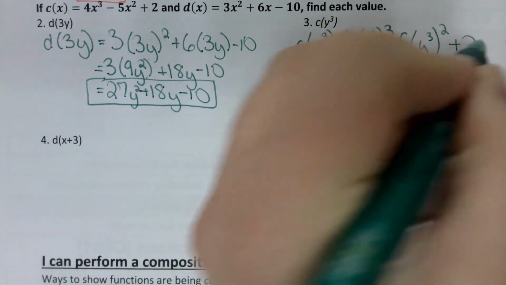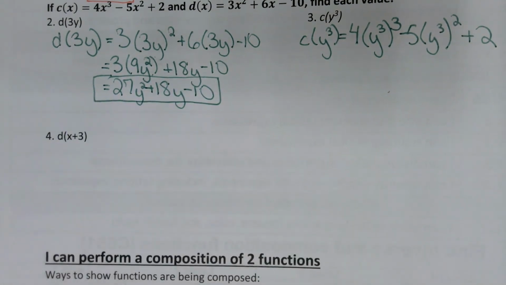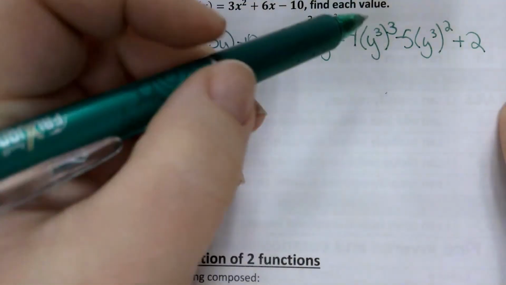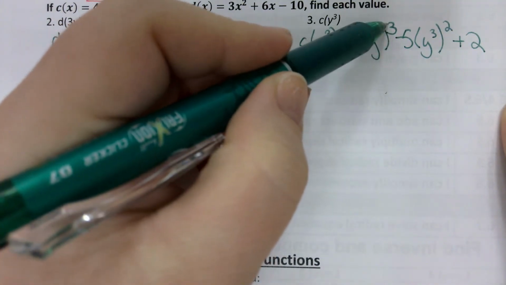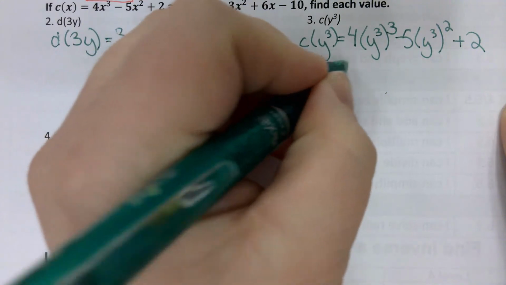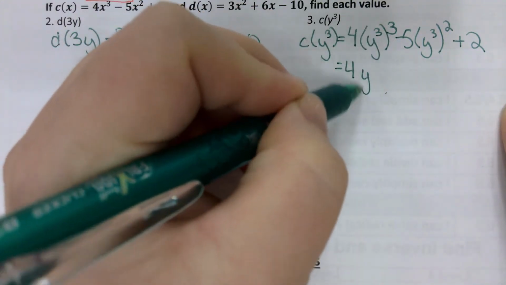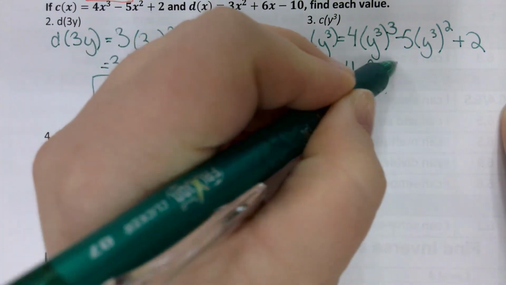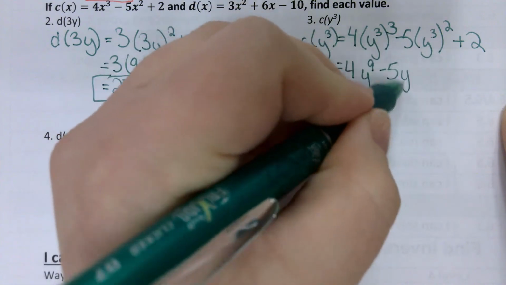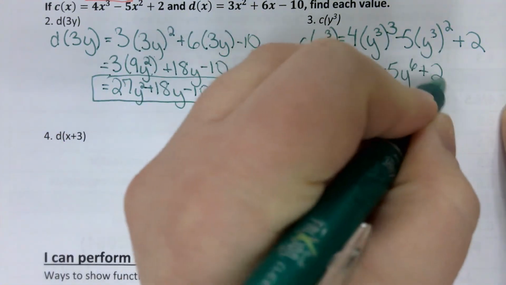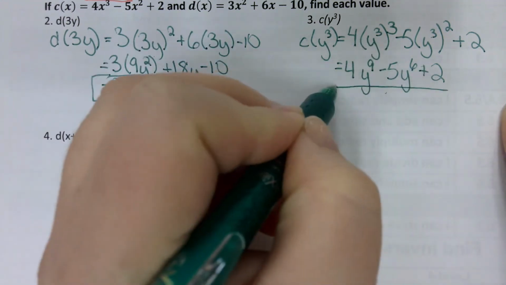plus 2. Now, exponent rules, which you've learned in a previous course, say that we have to multiply exponents when we have an exponent that's being raised to another exponent. So we'll have 4 and y to the 9th minus 5, and this will be y to the 6th plus 2. And there's no simplifying that can happen. So that will be my answer.